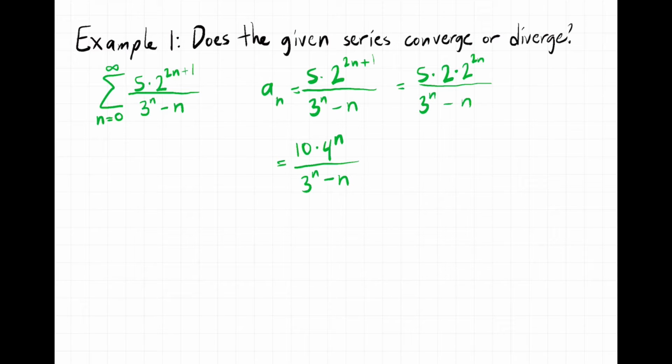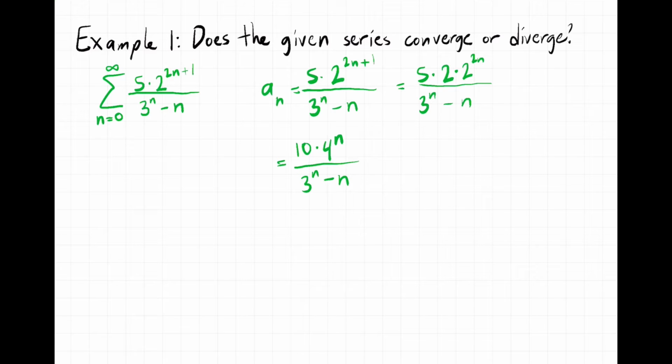If we ignore that 10 on the top and the minus n on the bottom, then you could look at this expression here and say, well, 4 to the n over 3 to the n, that's 4/3 to the n power. Now that would give us a geometric series, but it would give us a geometric series where the r is 4/3, which is more than 1, which means that series diverges. So let's try and compare our series to the series where the terms are 4/3 to the n power.